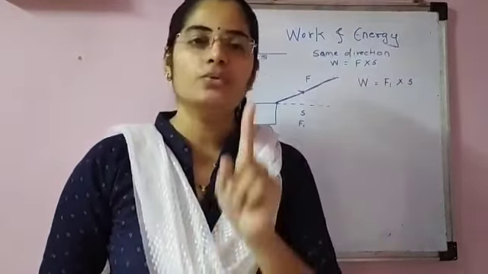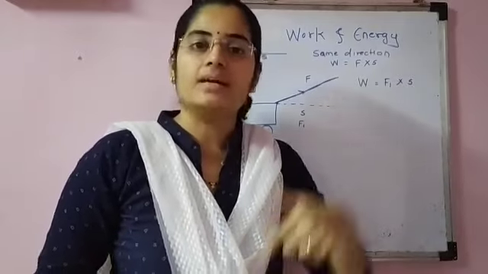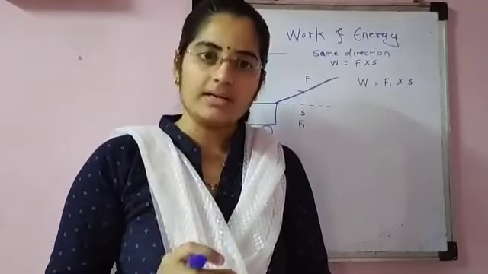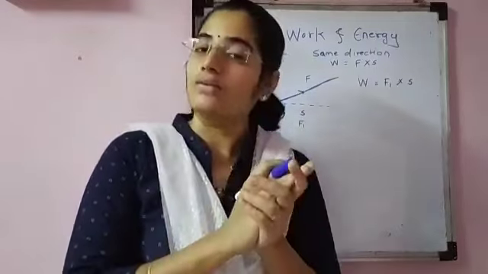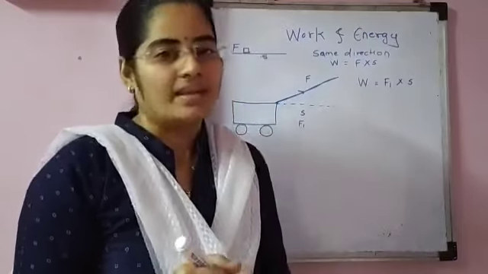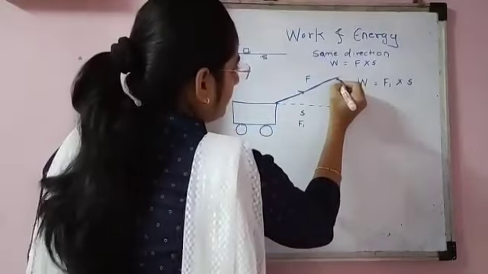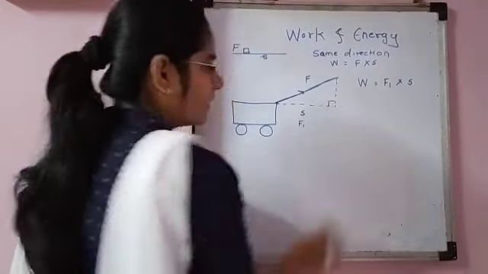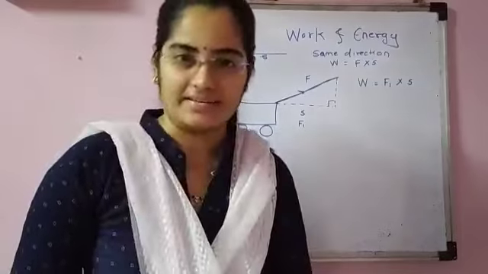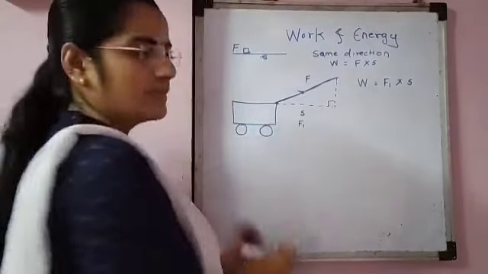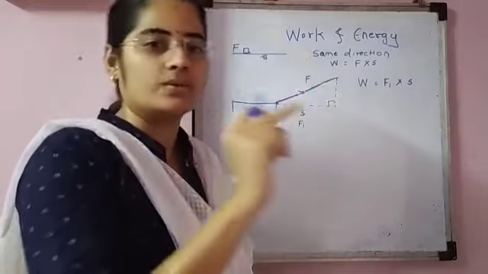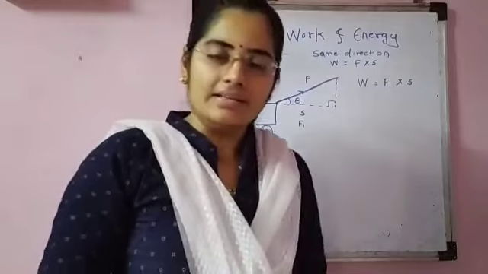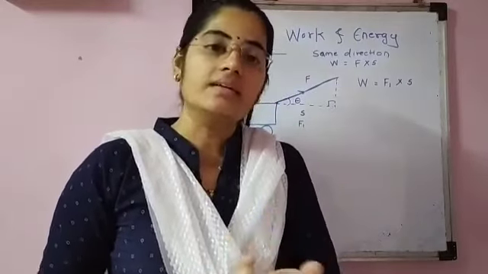But here we have to calculate the value of F1 in terms of F. Then we get the formula for work when the force and the displacement are not in the same direction. So let's draw one perpendicular on that line, and therefore this angle is 90 degrees. Between the force and the displacement, one angle is present. This angle we call theta. Any angle is denoted by the letter theta, a Greek letter.